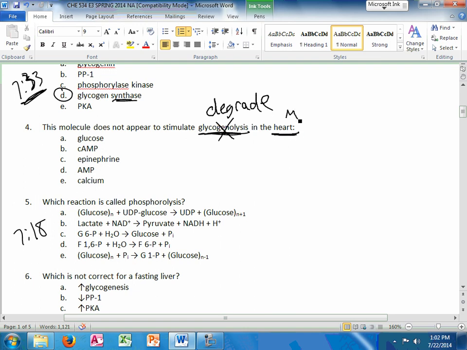So, glycogen degradation in the muscle. Heart's just another way he says muscle. And the answer to that is glucose. The purpose of breaking down glycogen is to make glucose, so if you already have it, it's not going to stimulate making more of it.